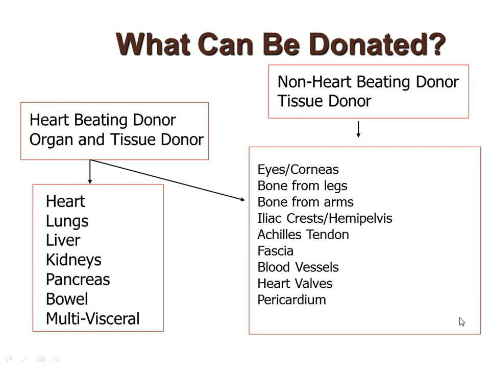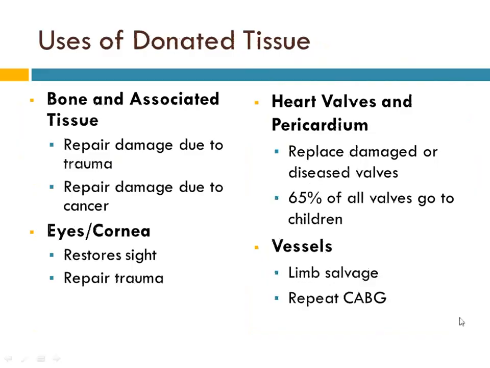And what can be donated? On the left is just a list of the organs. On the right are tissues. These are just some of the uses of these tissues. I'll let you just read over this on your own, okay?